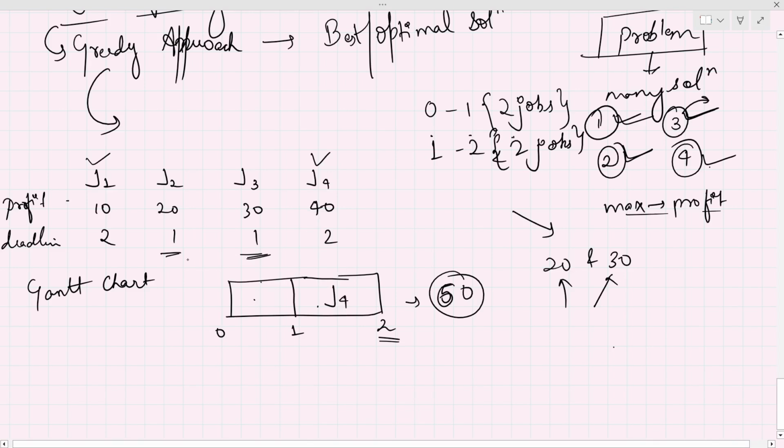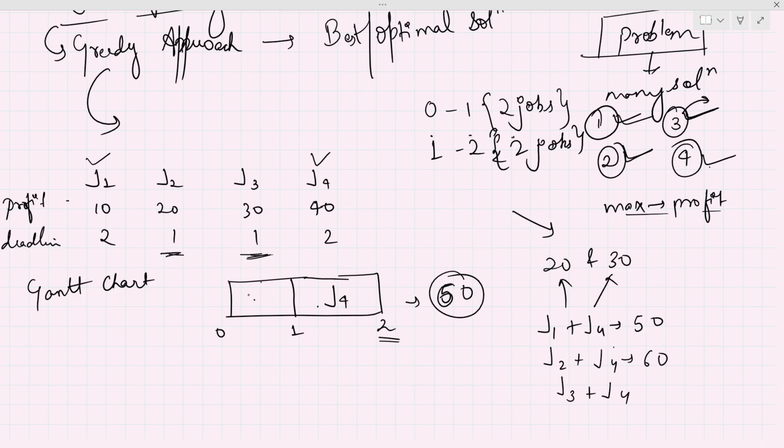Now, in the first block, which job will we add? We are not able to add job number 1 here because it gives me less profit. We calculated that job 1 plus job 4 gives me a profit of 50. If I write job 2 plus job 4, it gives me a profit of 60. But if I write job 3 plus job 4, because we can add job 3 as well, since the deadline is 1, we can add these 2 jobs in this block.